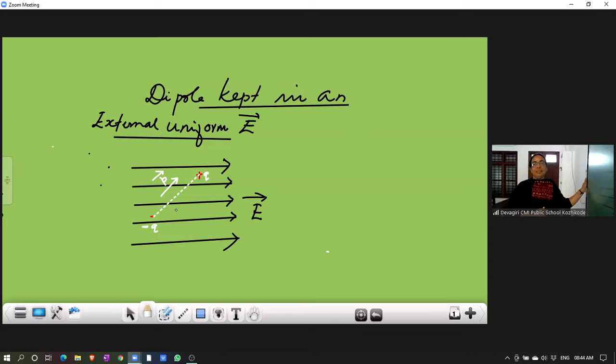Now the question is, if I keep a dipole in an external electric field, what happens to the dipole? Will it stay there like this, or will there be any interaction between the electric field created by this and the existing external electric field? So the question is, what happens to a dipole kept in an external uniform electric field? Let us see what happens.